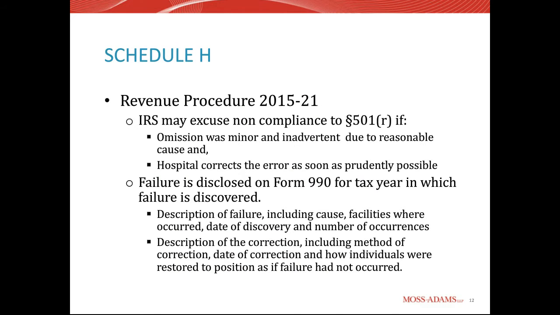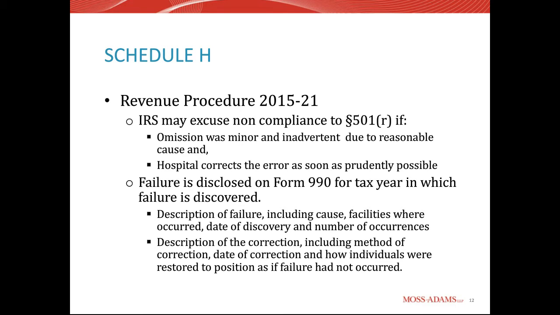After the final regulations were released, there were a couple of revenue procedures issued to provide clarification and additional guidance to organizations. One of those is Revenue Procedure 2015-21. This really addresses whether an omission that is minor, inadvertent, or due to reasonable cause will affect or cause a failure underneath the 501R regulation. The Internal Revenue Service said that any omission or error will not be considered a failure if it was minor, inadvertent, or due to reasonable cause.